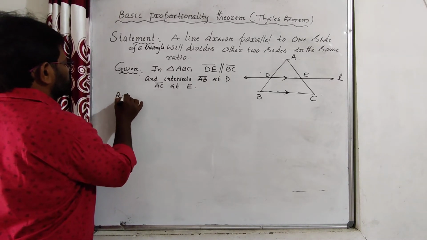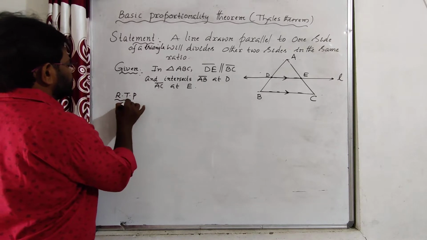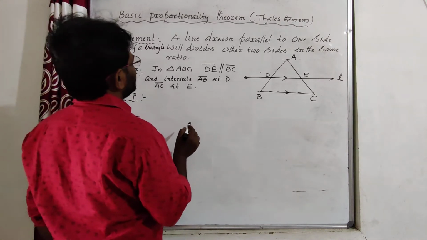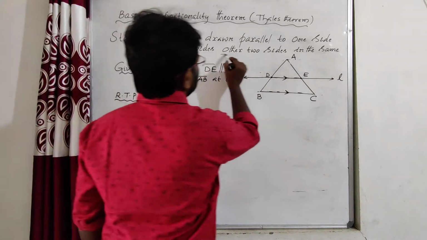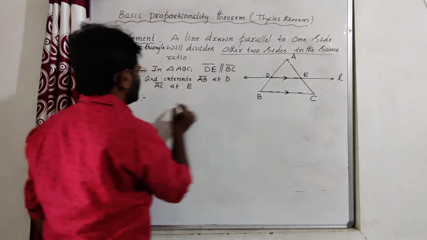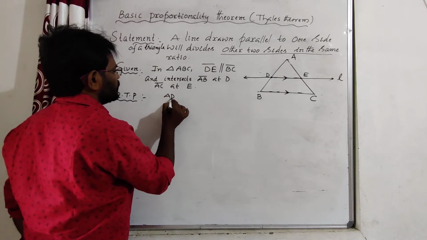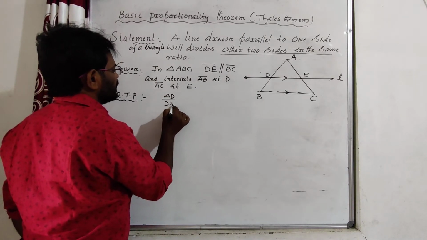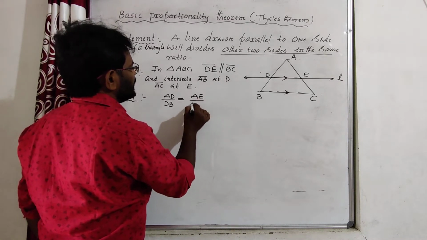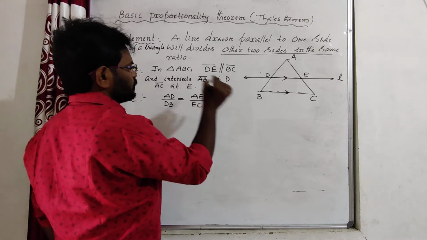What is required to prove? RTP means required to prove. What we have to prove? It divides the other two sides in the same ratio. The ratio is AD by DB equals AE by EC.